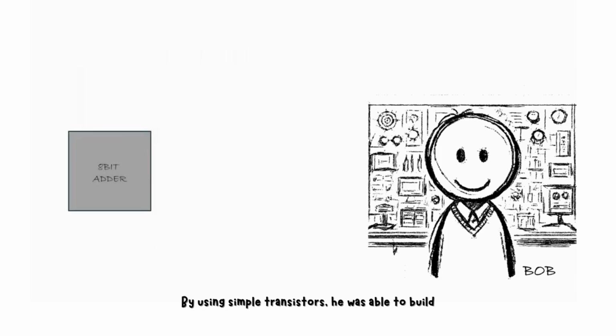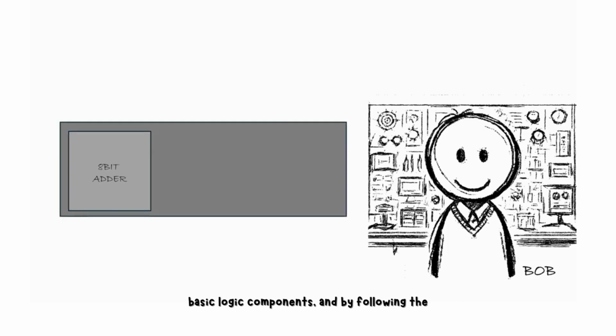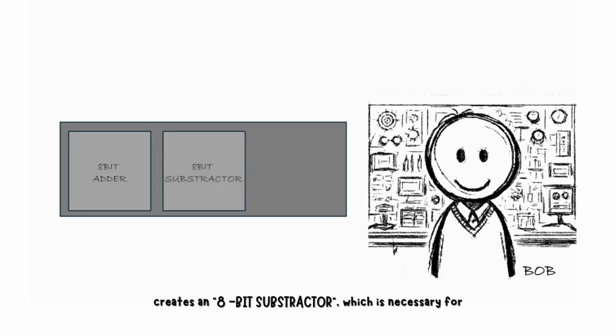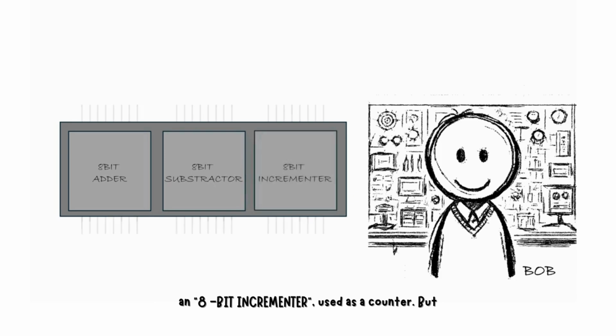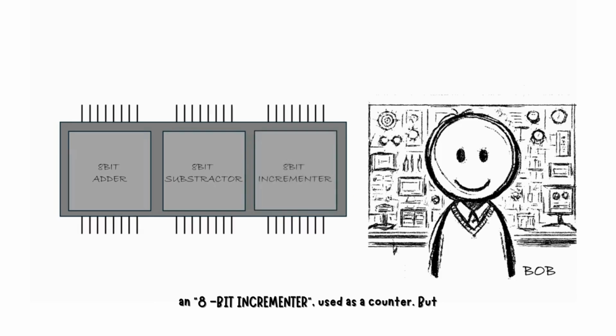Bob is happy. By using simple transistors, he was able to build an electrical circuit that processes data. Depending on how the input signals are provided, the circuit returns the expected output. Bob uses the same basic logic components, and by following the same procedural approach, he also creates other electrical circuits needed for mathematical operations. He creates an 8-bit subtractor, which is necessary for subtracting two 8-bit binary numbers, and an 8-bit incrementer used as a counter.